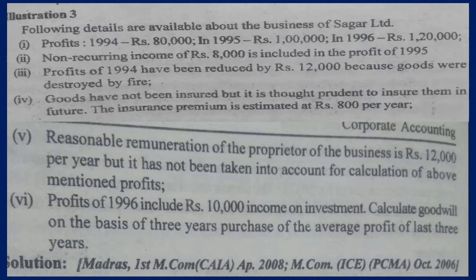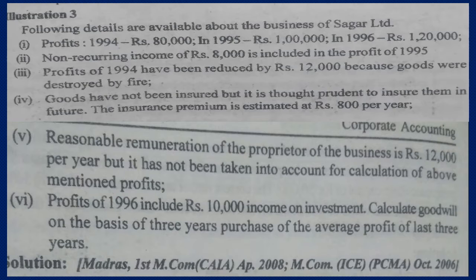Now, let us see a few sums, at least two sums from the average profit method in the chapter Goodwill. Let us take this sum as an example. The following details are available about the business of Saga Limited. Profit of 1994 is 80,000, 1995 is 1 lakh, and 1996 is 1 lakh 20,000.